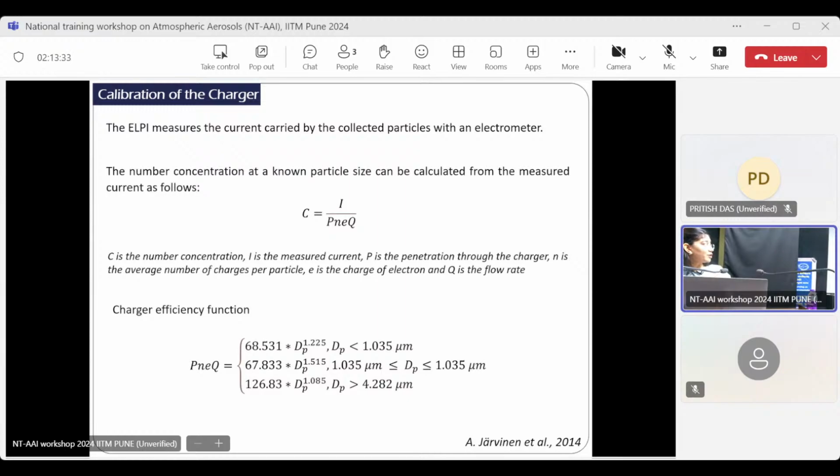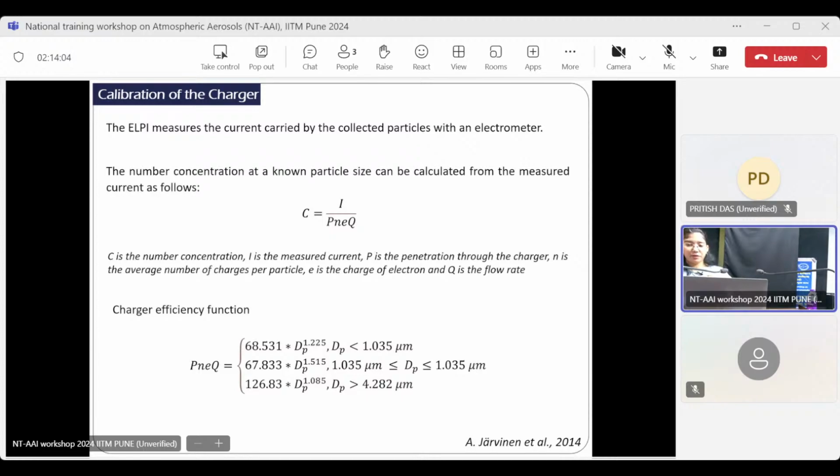So this value is for Dp less than 1.035 micron. The value is different for this range, and for greater than 4 micron, the value is this. So from this charger efficiency function and this relation, you can convert, or your software automatically converts, your current into the charge number. Clear? So that's how you get the number size distribution from ELPI and the charge size distribution from the ELPI.